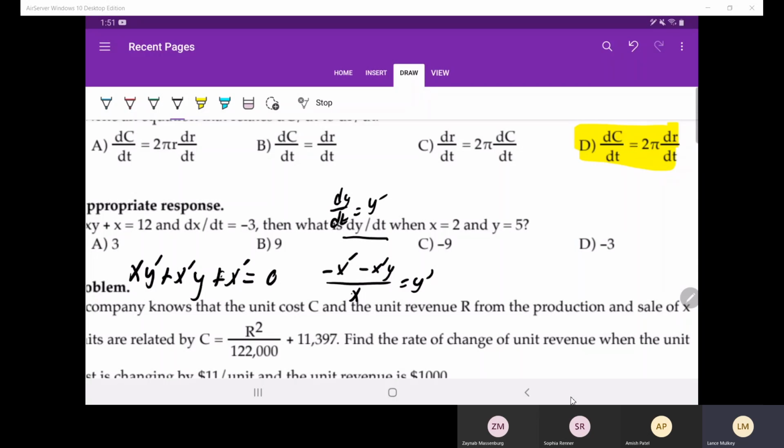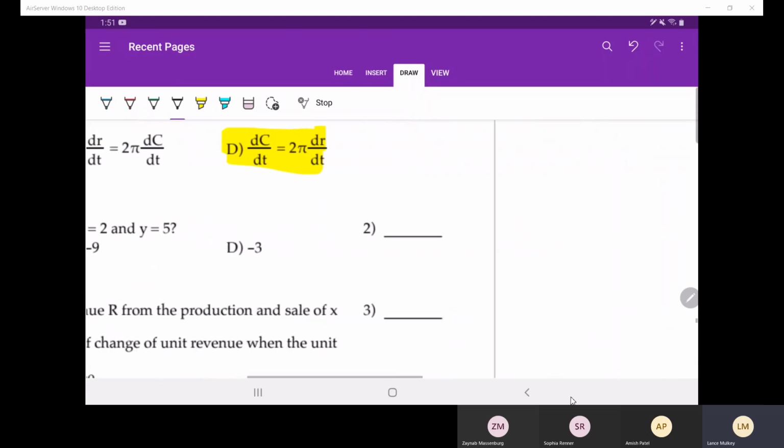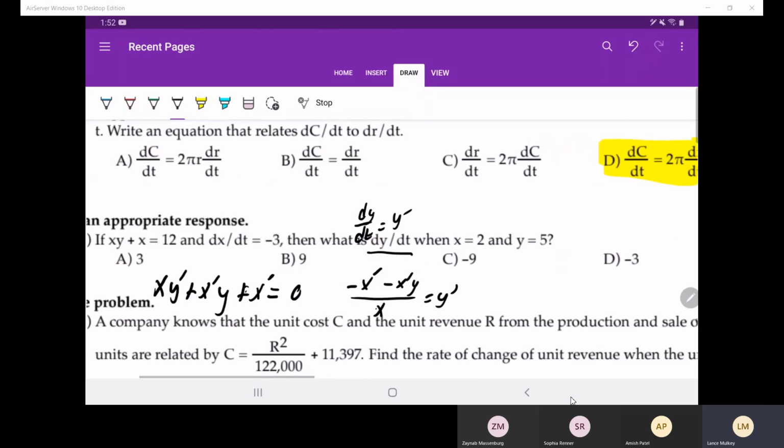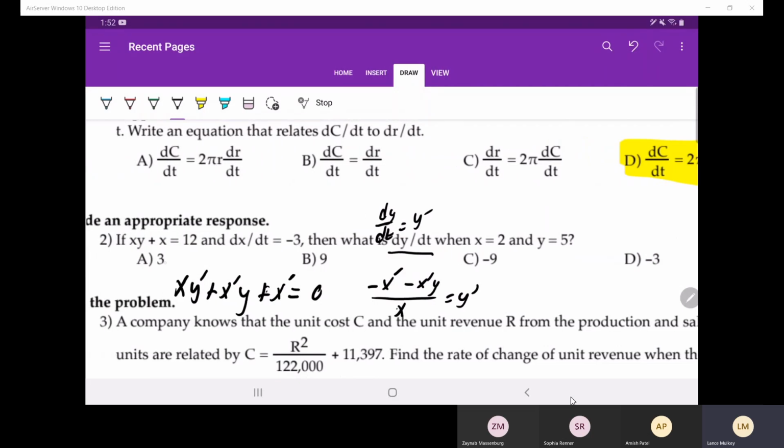Does anybody need explanation on how I did that? Okay, so let me come over here where I have my room. So we have x prime y plus x y prime plus x prime equals 0. Is everybody following me to here? When you take the derivative of x times y, you have the product rule. The derivative of x is x prime, and the derivative of 12 is 0. We good there?